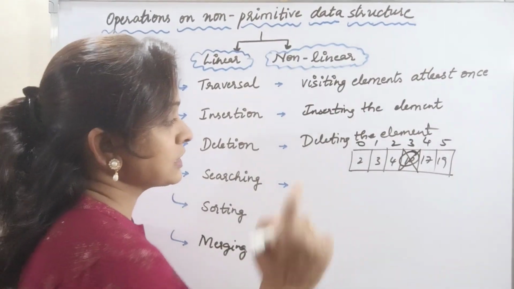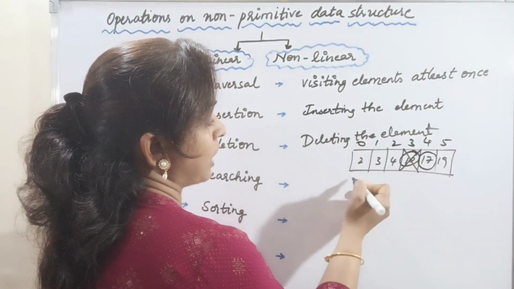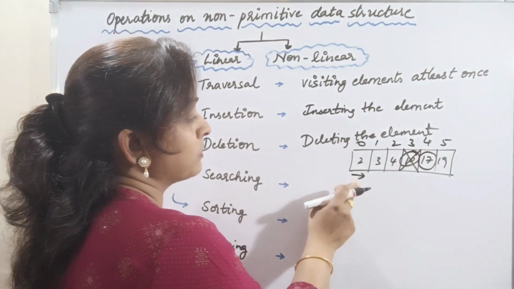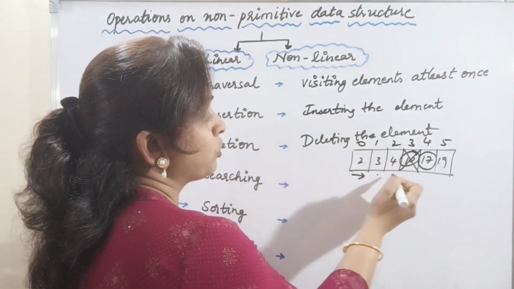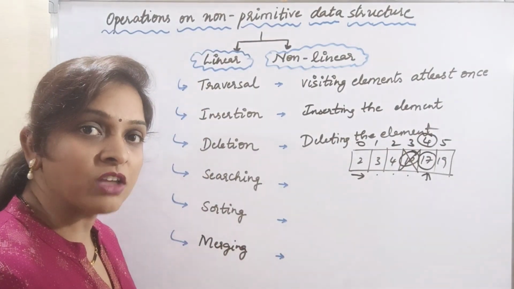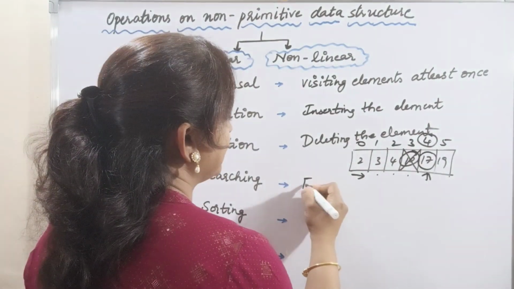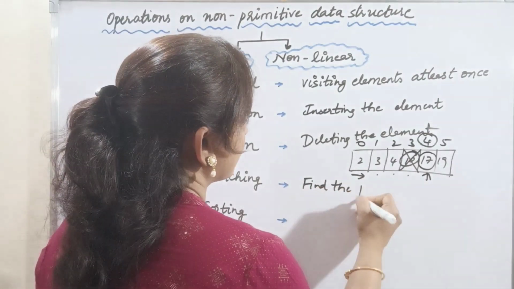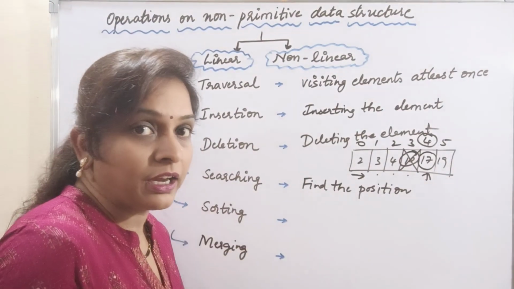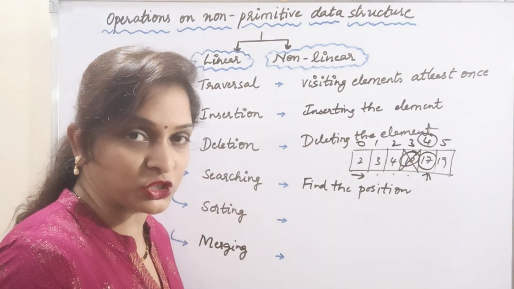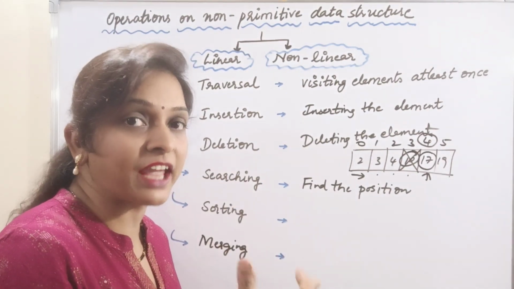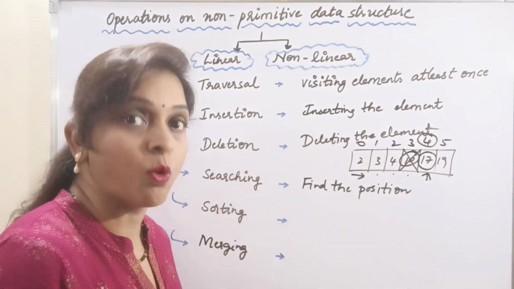Then searching. I just want to search for the element 17. So I need to traverse from the first, so again the first operation, traversal. I have to start traveling from the first element, which starts from index 0. I have to go to the next. When I reach this, I need to grab this position. So in the process of searching, I try to find the position of the element. That is what searching is. In the process of searching, I do the traversal operation also, which means I need to visit every element of the array at least once.